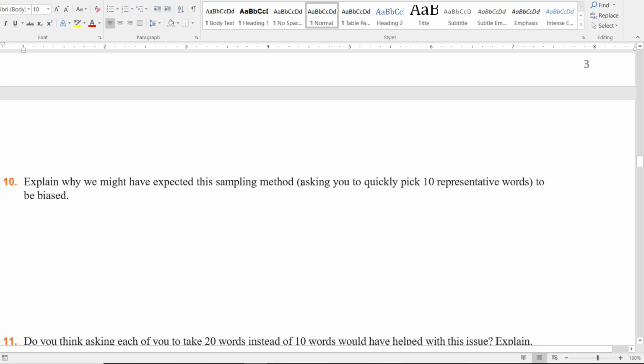And remember what I did at the very beginning of this was I just asked you to quickly pick 10 representative words. So when I asked people to pick 10 representative words from that speech, the problem generally is that when you see the word representative, you might be thinking representative of the meaning of that speech. This is a famous speech, so a lot of people go through and they pick words that they think have meaning in terms of the actual meaning of this speech.